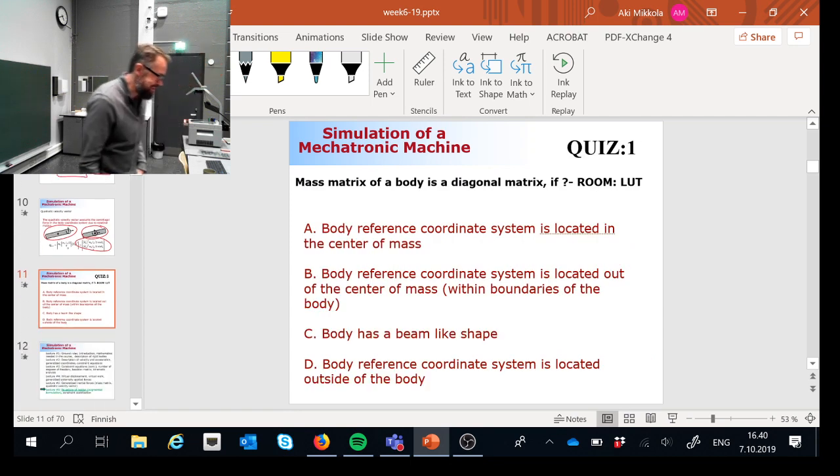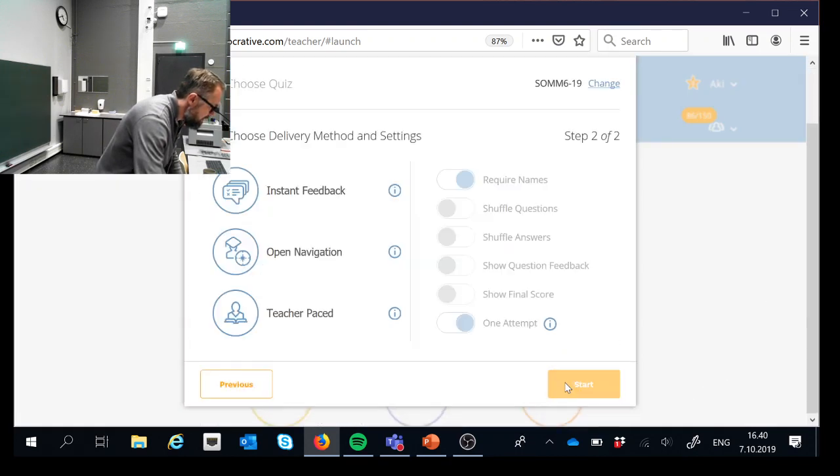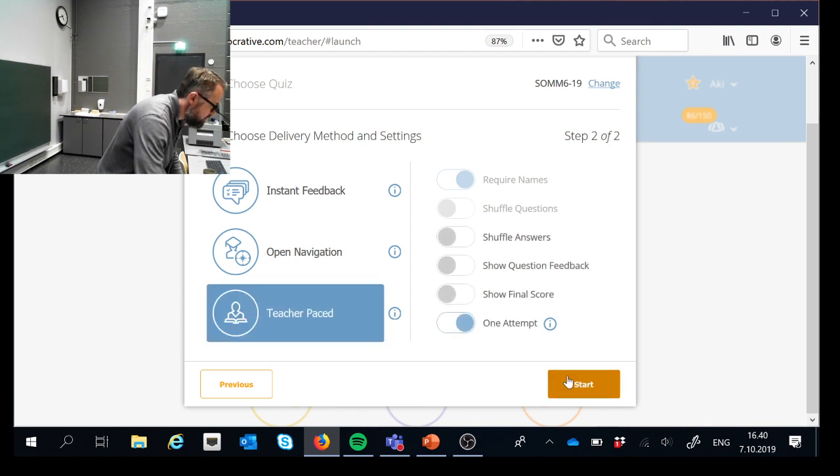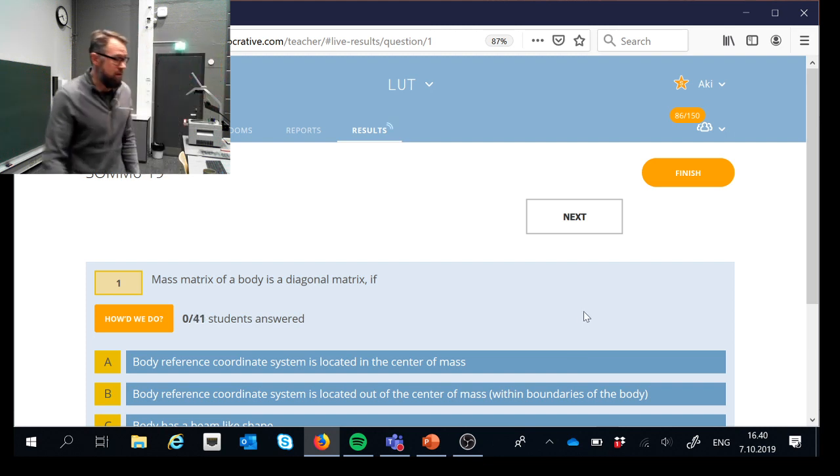Oh, mass matrix of a body is a diagonal matrix if, and then the question mark. And now let me put my in-class quizzes on. So it's going to be this one, and then this one. And let me see that the room is correct. So the room is a LUT room. So go ahead and log in.